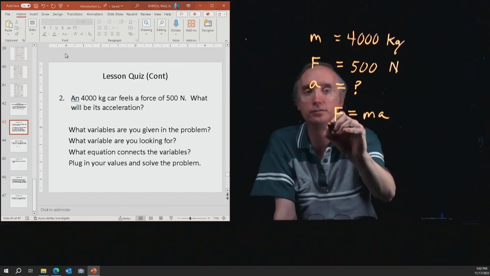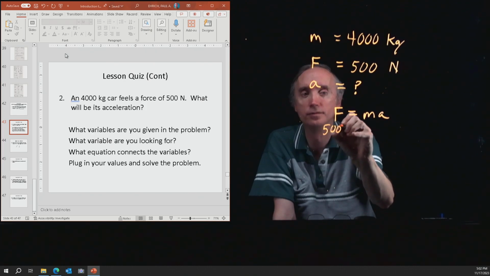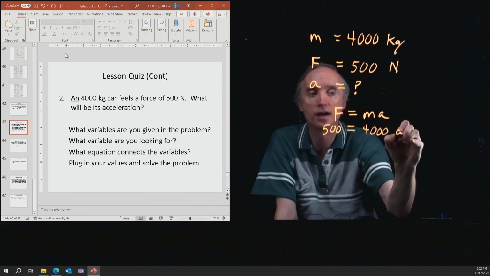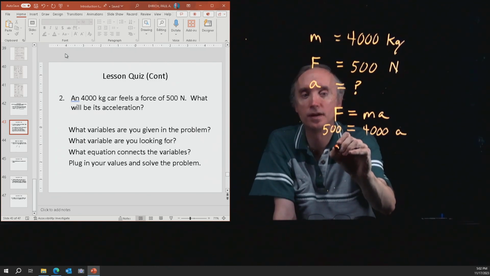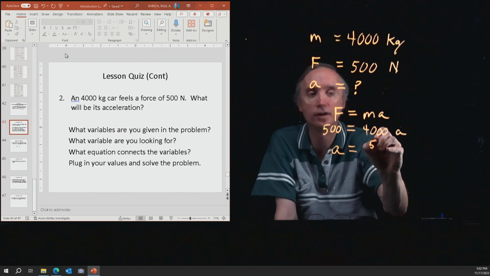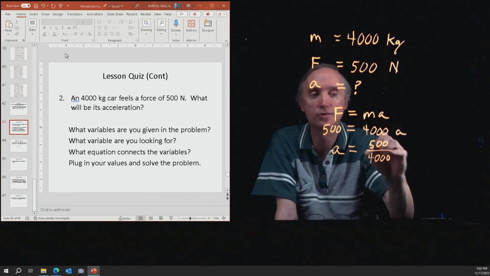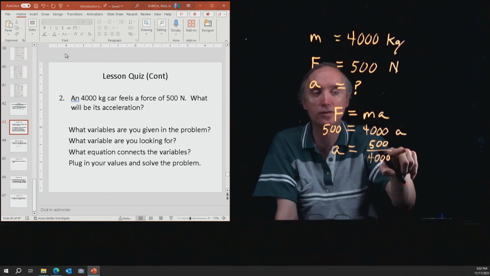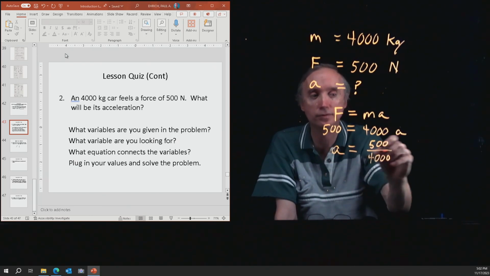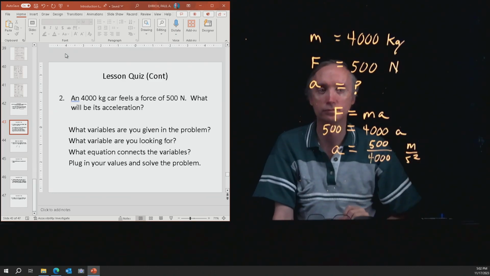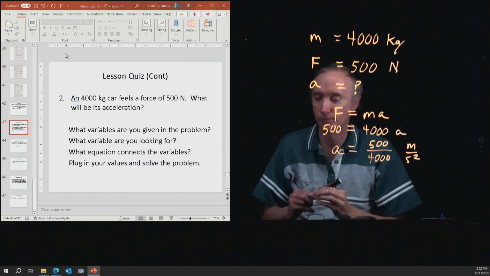Now we're going to plug in. So we've got 500 is going to be equal to 4,000 times A. That means that A is going to be equal to 500 divided by 4,000, and I'll let you do that on your calculator. And then what's the official metric unit for acceleration? Meters per second squared. So that's how you do that one.